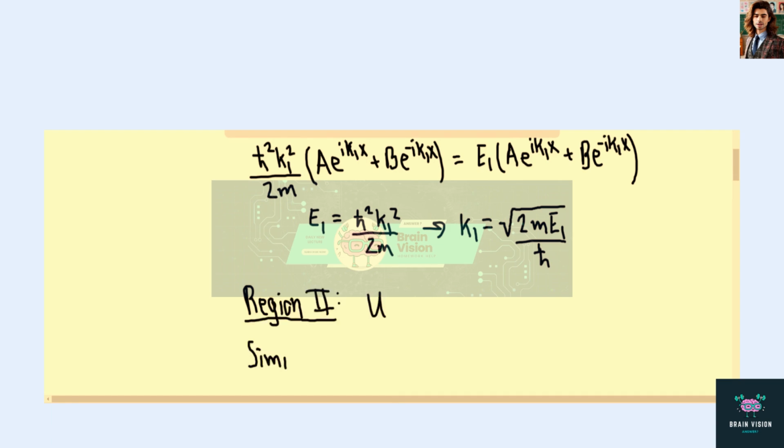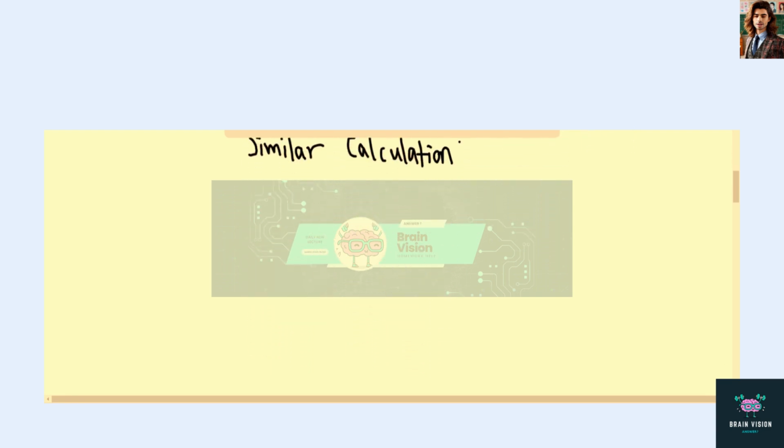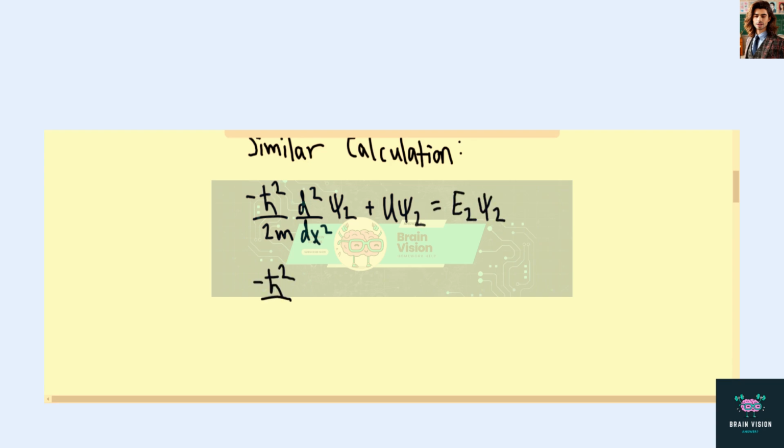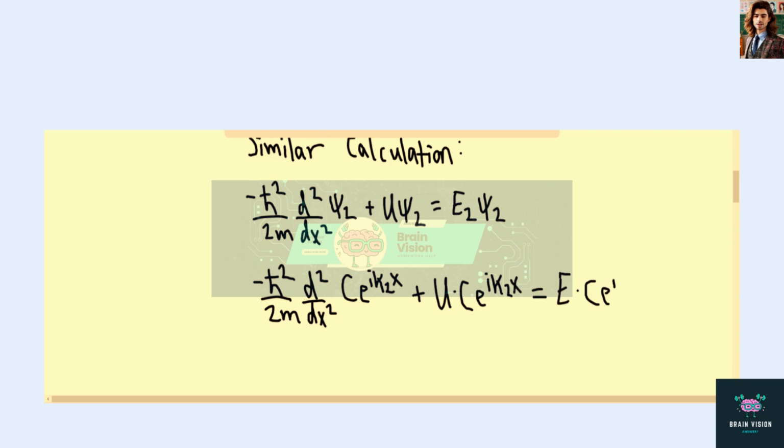Now we look at region 2, where there is a potential U, and we do a similar calculation. I'll go a bit faster through this because it's the same method. You substitute in your wave function and take a second derivative. This time, though, you do have a potential term. Since our potential is a constant, we don't have to worry about it being a function. You would simply subtract it over to E.